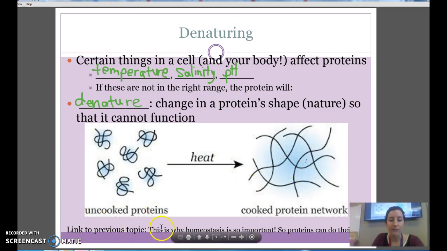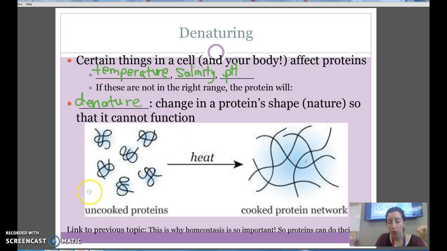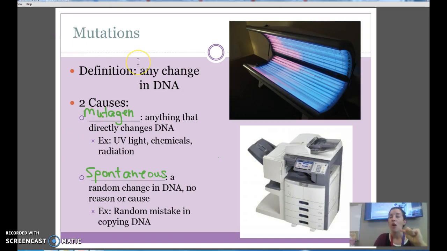Okay, linked to previous topic, this is why homeostasis is so important, so the proteins can do their jobs. If you are outside of homeostasis, then your protein will denature and you're not able to do your job. Okay, that was denaturing. That was when you have a protein and then it just is not in the right shape. Mutations are a change in the DNA which changes the protein.